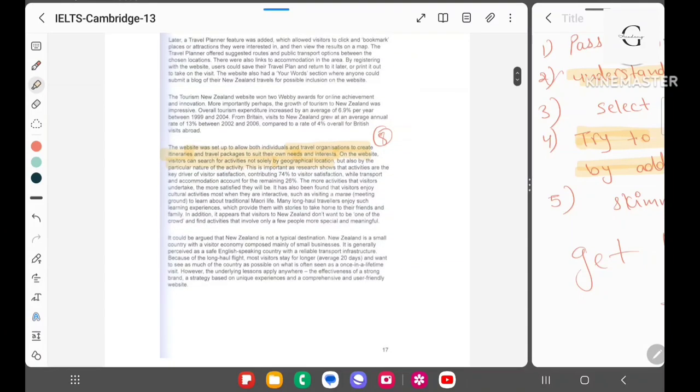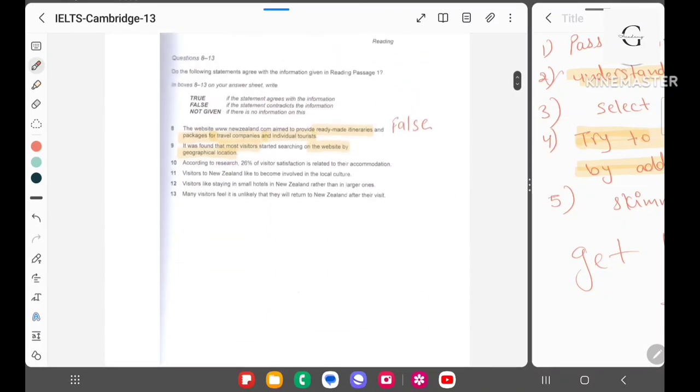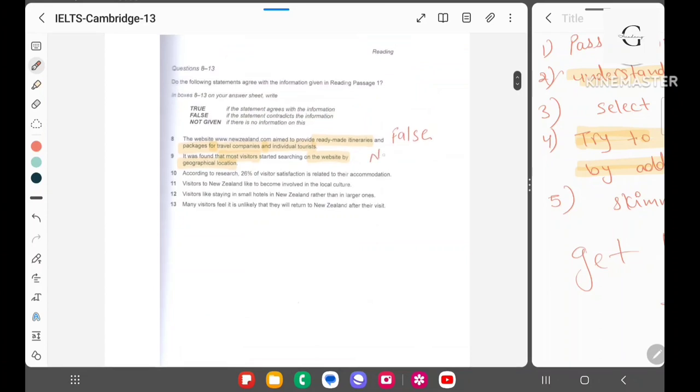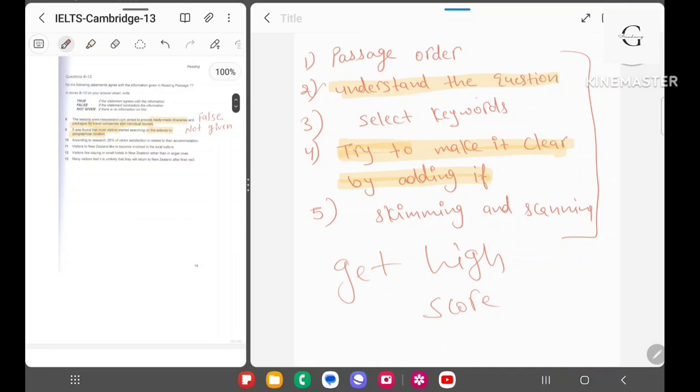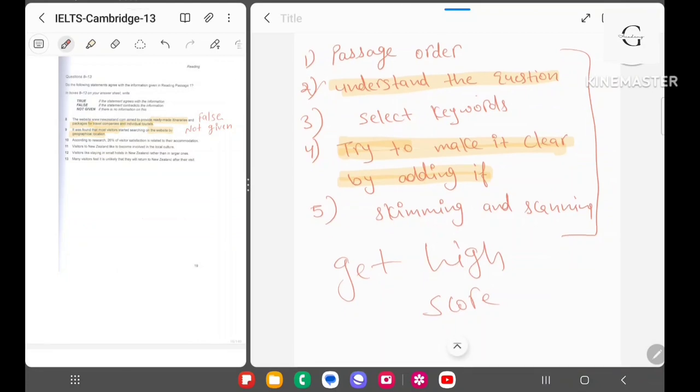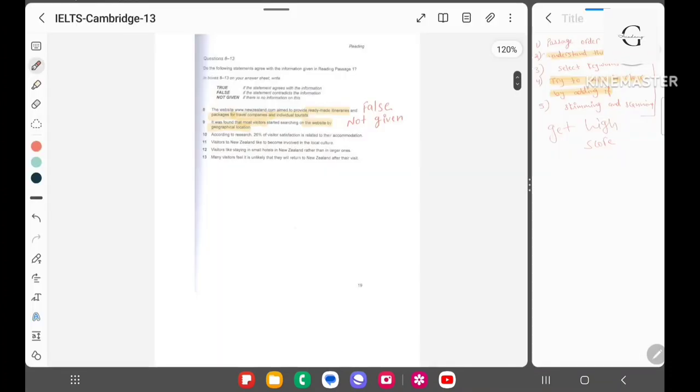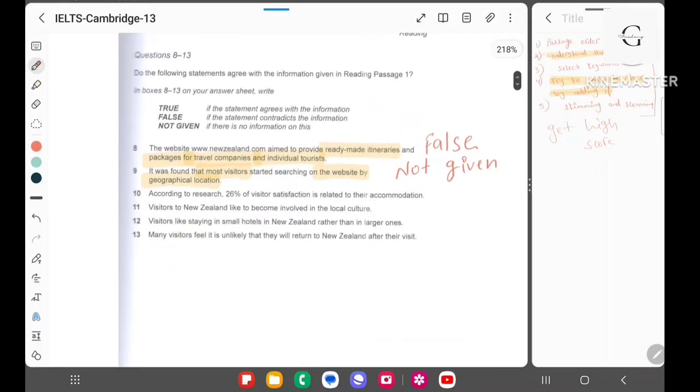So my answer is not given. So as you can see, if you use the fourth tip by adding if, you are going to find your answer in a very easy way. Let's do the next one.